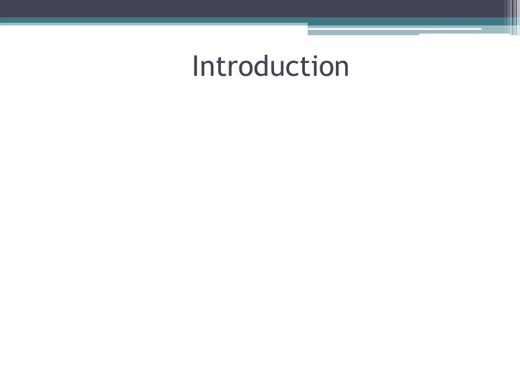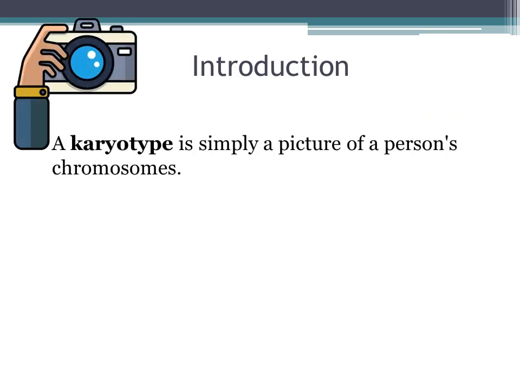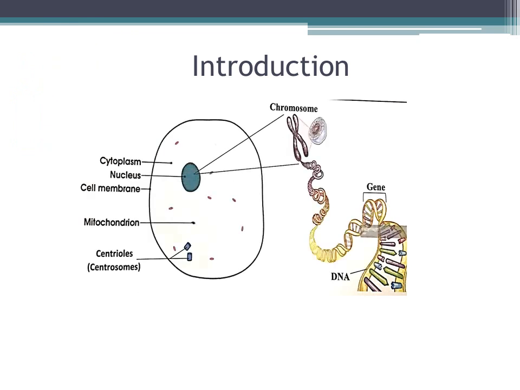Now let's start. As an introduction, a karyotype is simply a picture of a person's overall number of chromosomes. As I explained in the previous video, chromosomes are located inside the nucleus and they are carriers of genetic information.